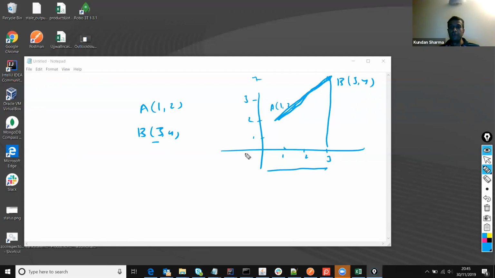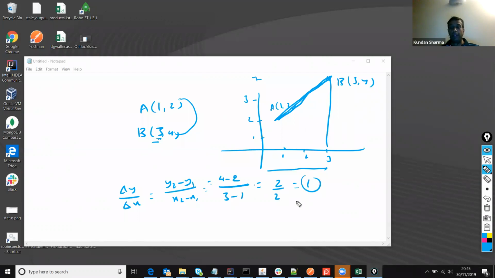How do you find the slope of this line? It will be delta y upon delta x. So what is delta y? It is y2 minus y1 upon x2 minus x1. So this is y2, this is y1. So this will be 4 minus 2 upon x2 minus x1, which is 3 minus 1. So this will be 2 divided by 2, which means the slope is 1. Is this clear to you? So that's how you find out the slope. This is called the slope of the line.